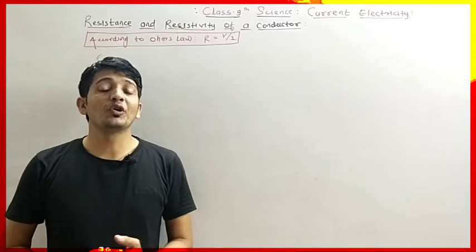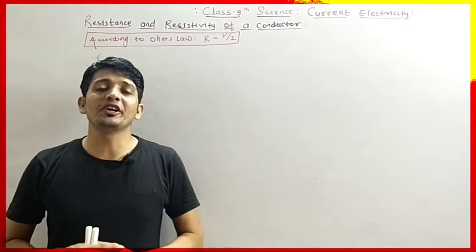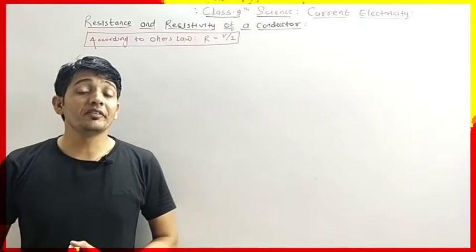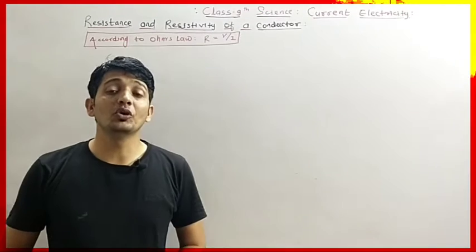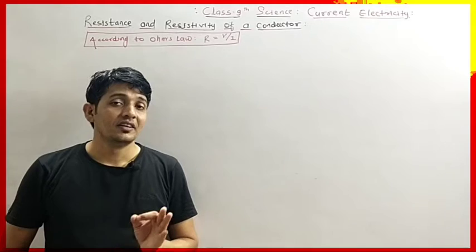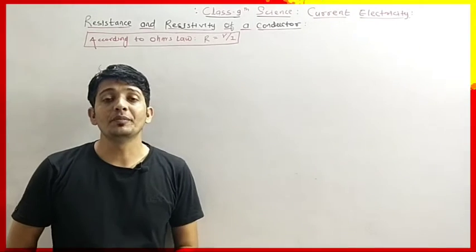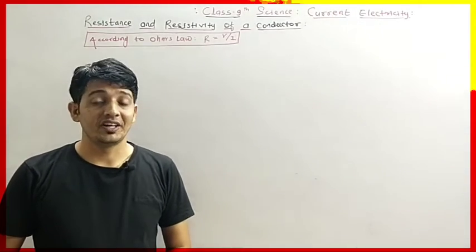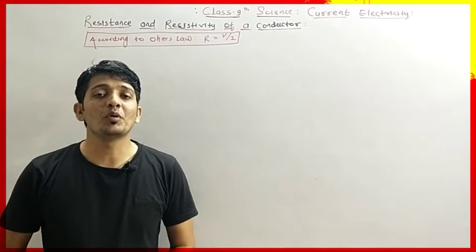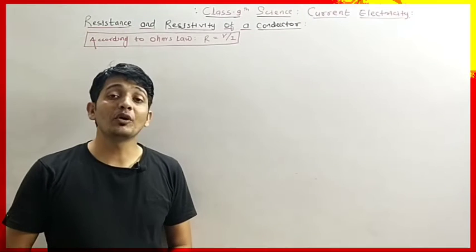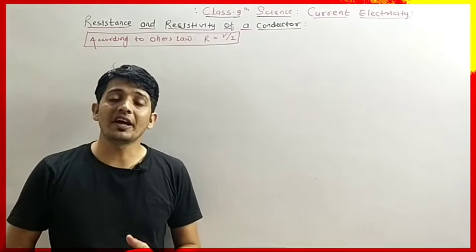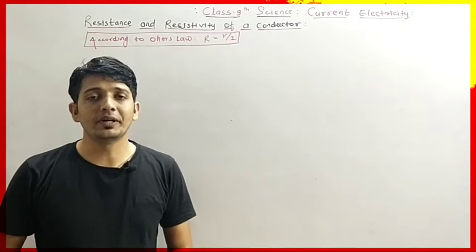So now we are going to understand the resistivity of the material. In previous video we have understood about Ohm's law and the resistance. This is part of your chapter called current electricity. It is the third chapter and it is very important. So today we are going to understand the resistance and resistivity of the material.